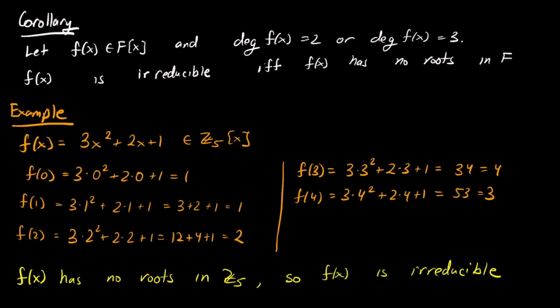This is the power of this theorem. If I have a degree 2 or 3 polynomial and I want to determine whether or not it's irreducible, I just check: does the polynomial have any roots? If I can prove that the polynomial doesn't have any roots, then I know right away that the polynomial is irreducible. We saw a few minutes ago that this fails if the polynomial has degree 4. But if it's degree 2 or degree 3, to check for irreducibility, all we have to do is look for roots.